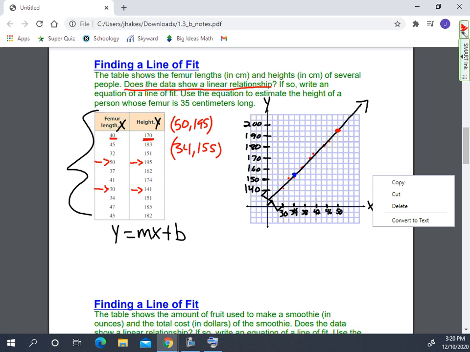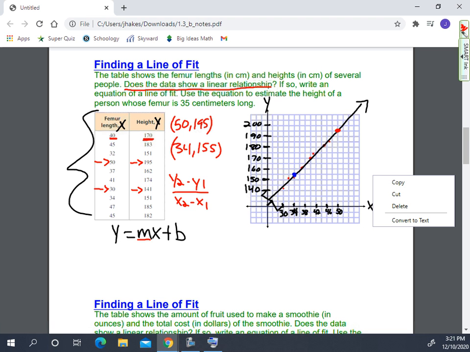Now we have to come up with our slope and our y-intercept. Let's first come up with our slope. How do we find slope? I don't want to count up how many that is and over how many. That seems like a lot of work. Instead, I can use our equation. Our equation is y2 minus y1 over x2 minus x1. Okay, that's how we find slope.